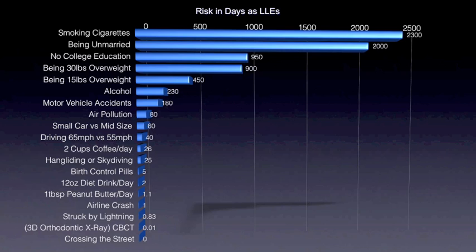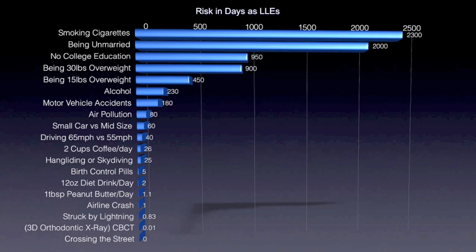A surprising one here is coffee. A lot of us do drink our coffee, and 2 cups of coffee per day throughout your life is going to give you a risk of about 26 days. It's actually a greater risk than hang gliding or skydiving. Birth control pills are on there, drinking diet soda, a teaspoon of peanut butter, which is a little surprising to me, but there are some risks associated with things in peanut butter.